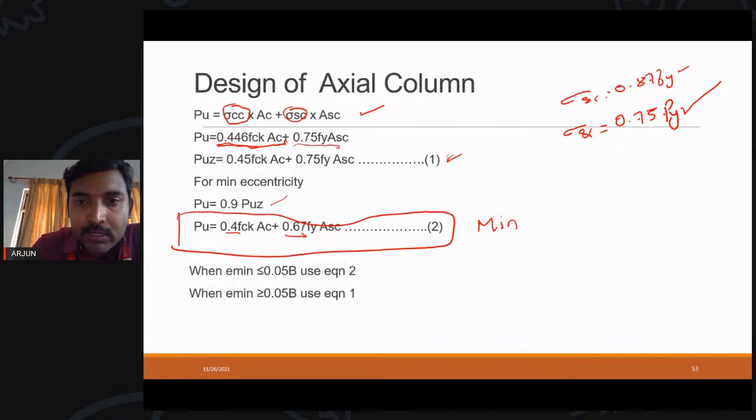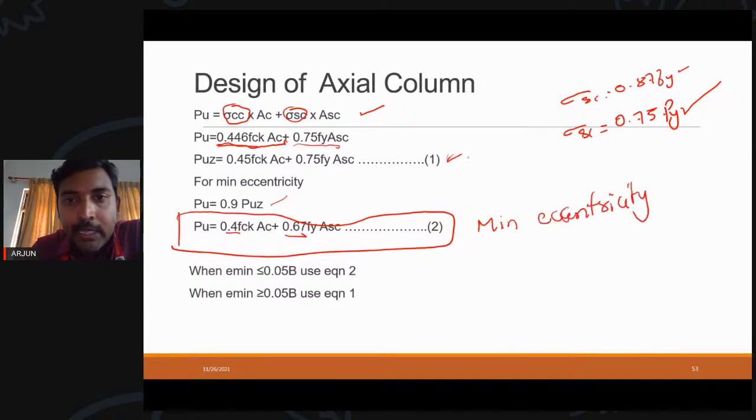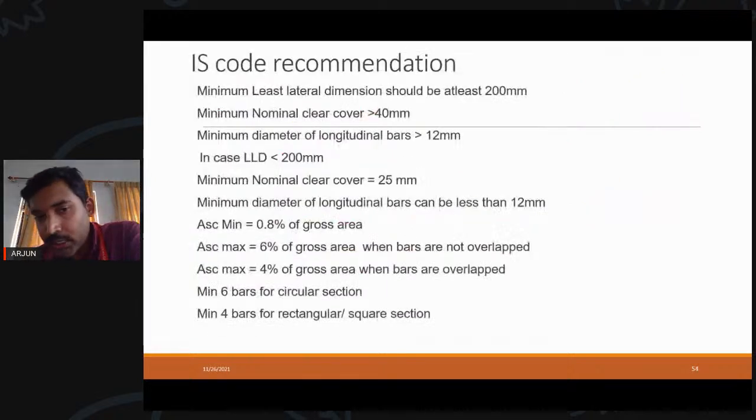the minimum eccentricity into account, we have to use equation number 2. If we neglect the minimum eccentricity, then we have to use equation number 1. So generally when E minimum is less than 0.05 times the least lateral dimension, then use equation 2. If E minimum is greater than 0.05 times the least lateral dimension, then use equation number 1.